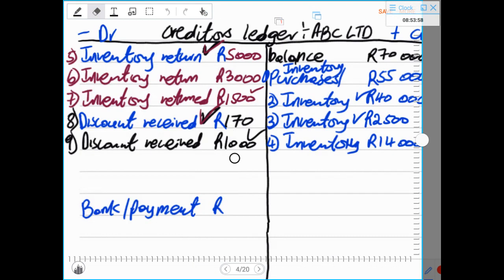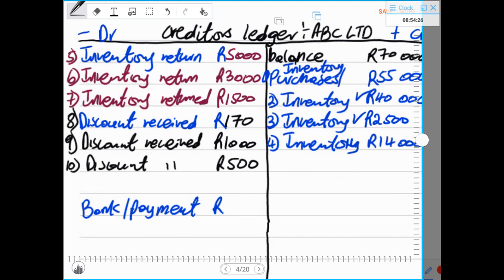If you can see, all these things are similar. The ones that are on the debit side are treated exactly the same because they all have the same effect in the statement. So the adjustment will likely be the same. On the 10th, there is another discount, and this discount was also received. And this discount was only an amount of 500 rands.